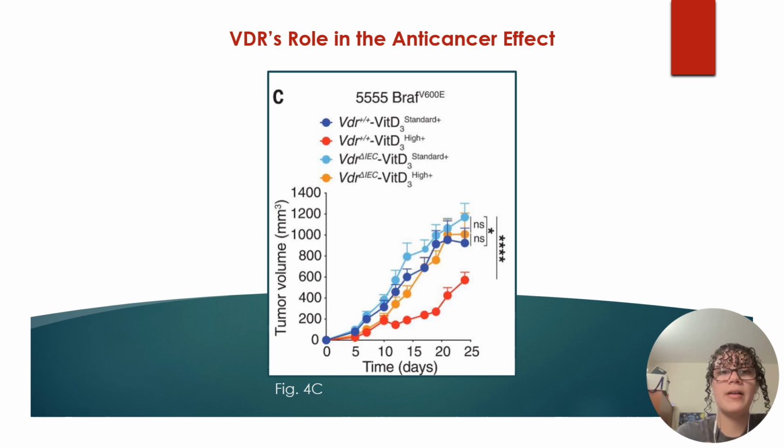Here, we're looking at the vitamin D receptor's role in the anti-cancer effect. As is noted here, these lighter colored lines now represent the vitamin D receptor that is IEC negative. As you can see here, that completely removes the response, highlighting the importance of it.